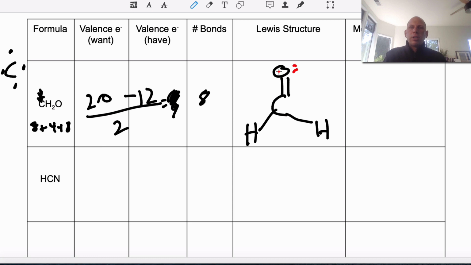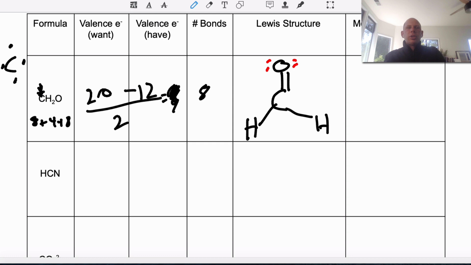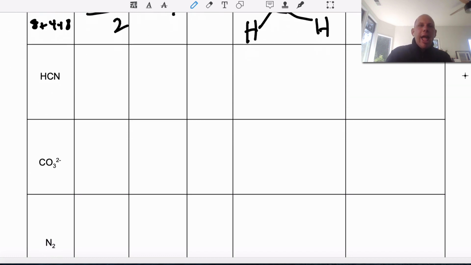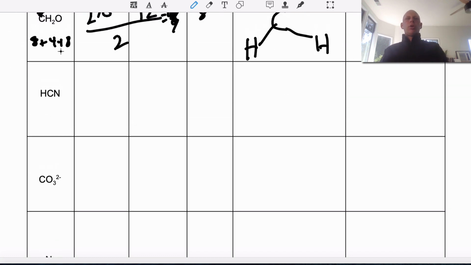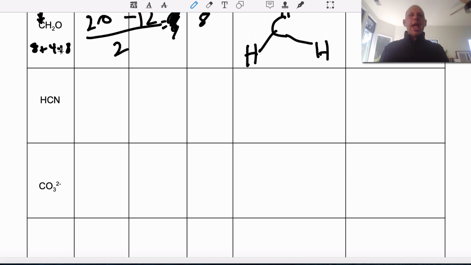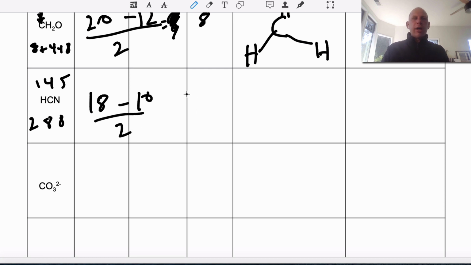2, 4, 6, 8. Okay, so let's go ahead and do HCN. Here we go. So for HCN, what do they want? Well, H wants 2, this wants 8, and that wants 8. So total is 18. What does it have? Well, this has 1, this has 4, and this has 5. So that's going to be 10 divided by 2. So we have 4 bonds.